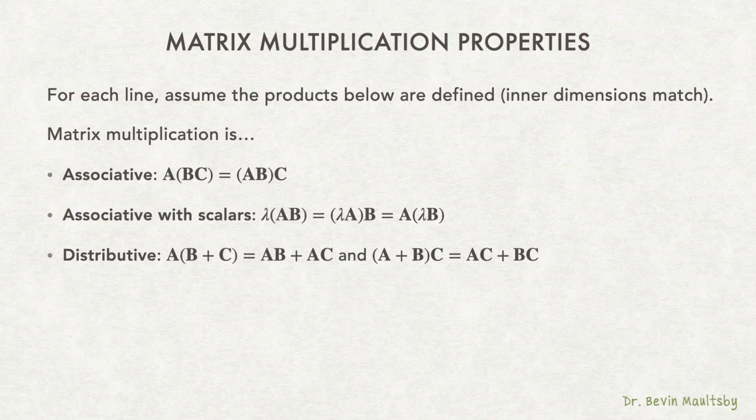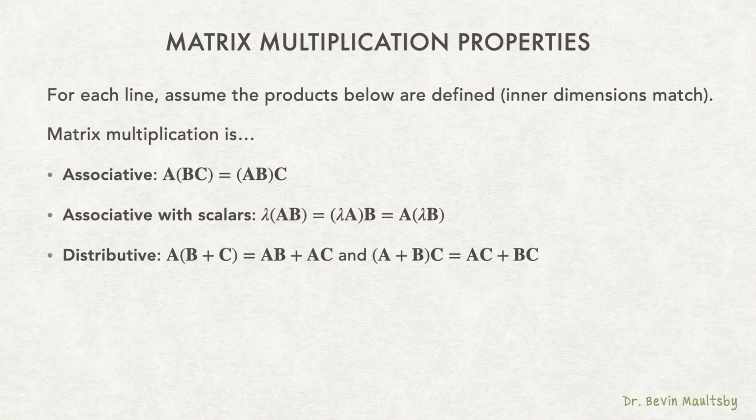So for each of these expressions, assume that all of the respective inner dimensions match so that the multiplication makes sense. Then matrix multiplication has a lot of nice properties. It's associative. A times the product of B and C is also A times B, that product times C. That's associativity between, say, 3 arrays.